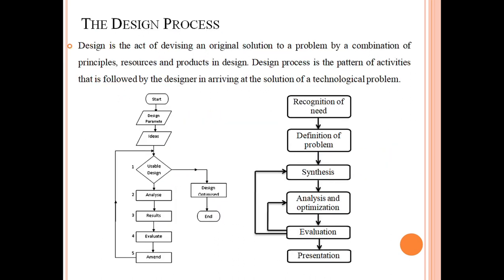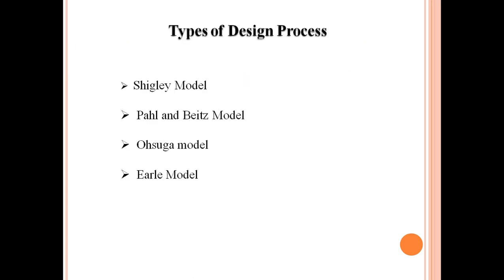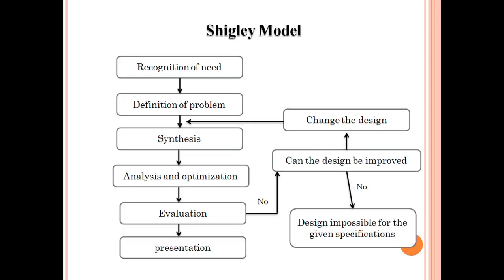Another topic is the design process. In the design act, you know what the need is, what the problem is, then synthesis, analysis, evaluation, and then presentation. If you start a design, you have an idea. That idea starts a usable design, analysis, results, evaluation, and then finally you get an optimization to end those things. In the design process, there are four types of design process available: Shukla method, Pahl and Beitz method, Asimow method, Archer method.